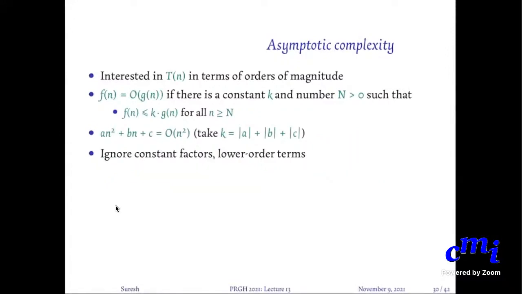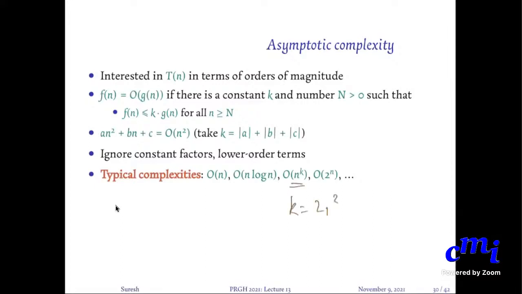And typical complexities that you will encounter are order n log n, order n to the k, where typically k will be 2 or 3, and order 2 to the n, things like that. Clearly order n log n is better than order n squared. Order 2 to the n is much worse than all these, etc.